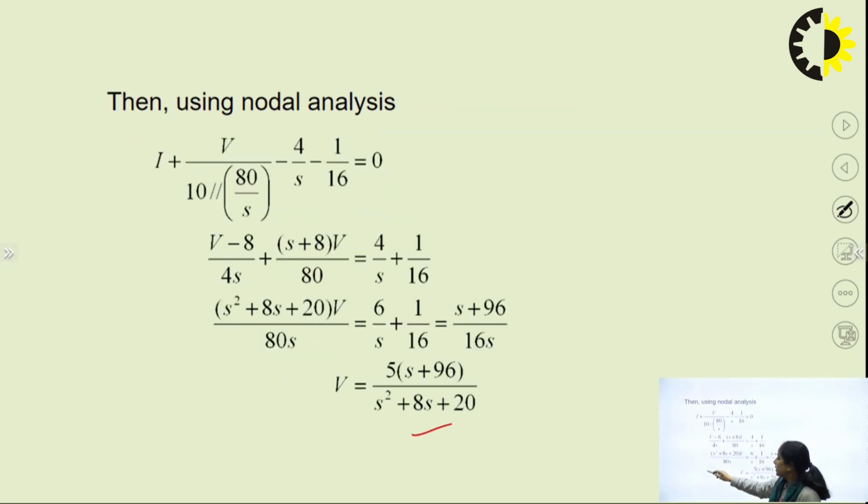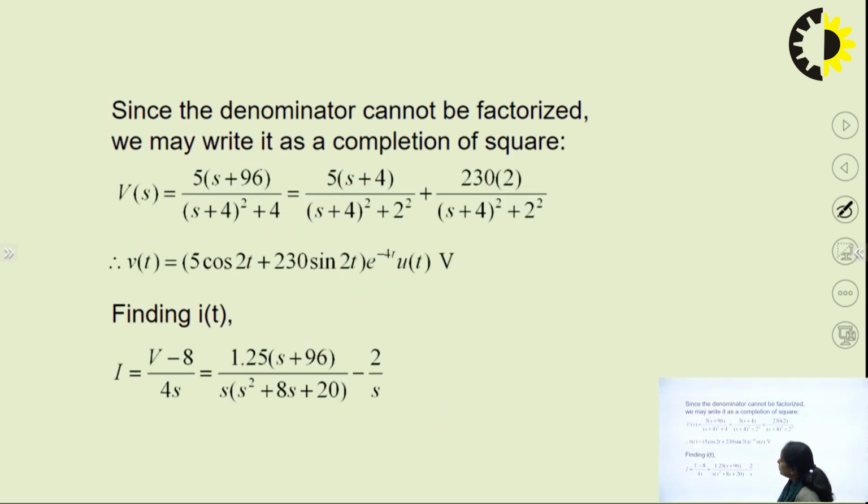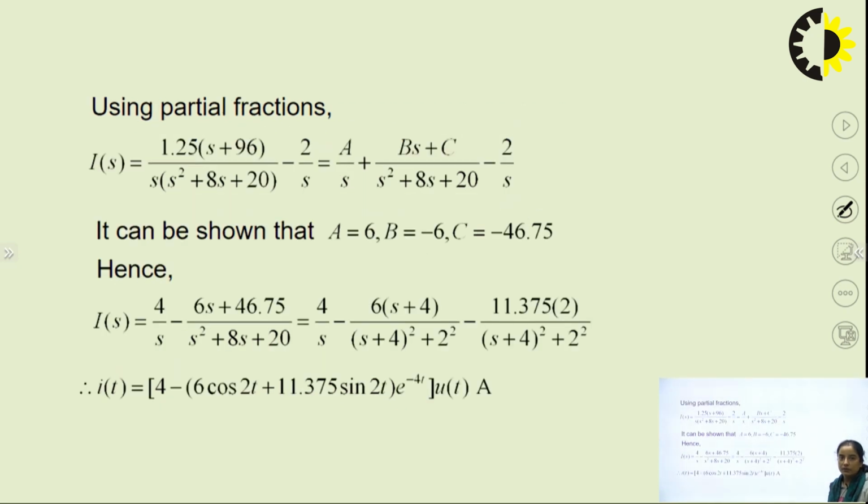So V minus 8 divided by 4S, where V is the voltage. So in the S domain we have the value of V. Now if you keep this, this is the value of current in the S domain. Now again you will have to calculate the inverse Laplace.